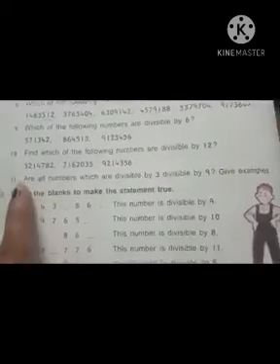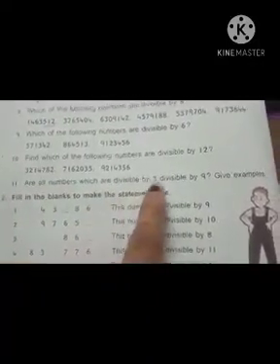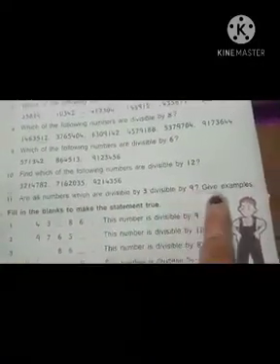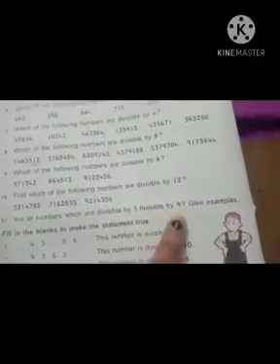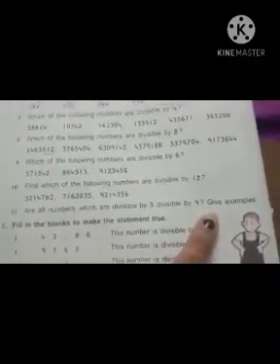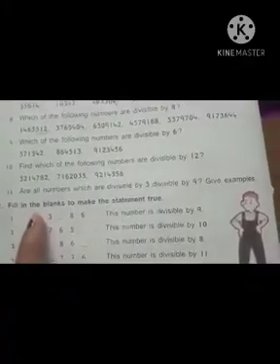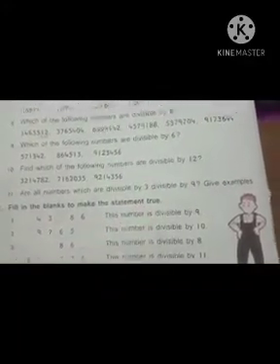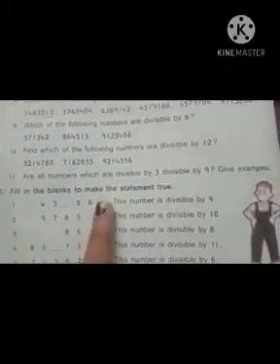Okay. 11th one. Are all numbers which are divisible by 3 divisible by 9? Give examples. Okay children, this is homework. Next, see the second one. Fill in the blanks to make the statement true.